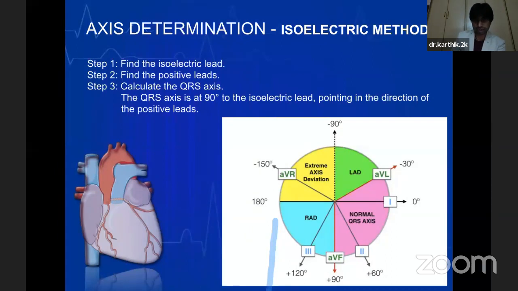So in the isoelectric method, we use one of these principles to find out the axis of the heart. First we find out which lead has the isoelectric point, that is, the height of the R wave is equal to the depth of the S wave. Once we have found that, we see which set of leads, the left set leads 1, AVL, or the right set leads 2, 3, AVF, has the positive R waves, and the QRS axis naturally is going towards that direction.